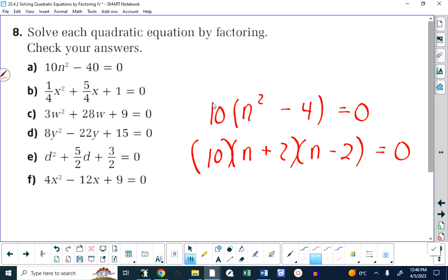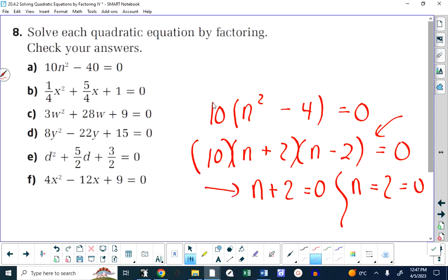It can't be 0. But n plus 2 can equal 0. And n minus 2 can equal 0. And again, at this point, we're back to before spring break, basically. And at this point here, we're back to before you even started high school, right? And you can solve that.